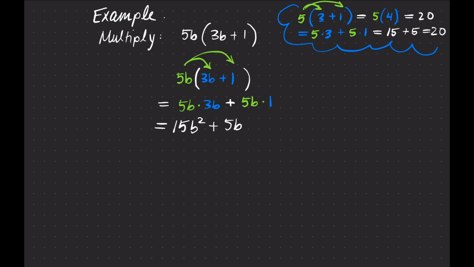Now, these guys are not like terms, because we have differing degree. So this b is of degree 2, this b is degree 1. So that's as simple as it gets. This is the result for this multiplication. Not too bad. So pretty cool example. Not too bad, not too hard to see.